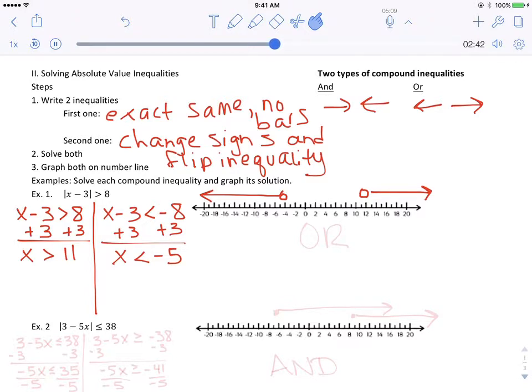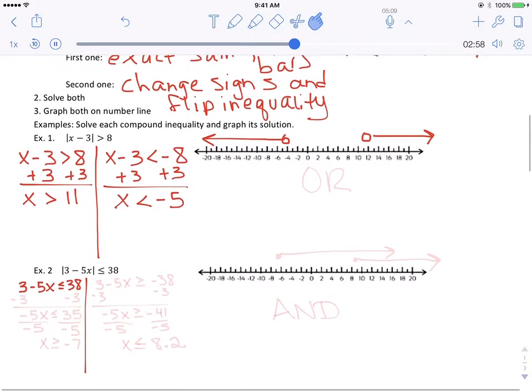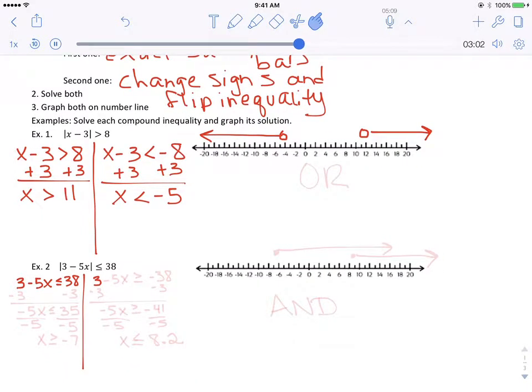Example number 2. So step 1 is to create our two equations. So in this example, we're going to keep what's in the bars, take it outside, leave our inequality symbols the same. In the second equation, we're going to keep what's in the bars, flip to the opposite direction on our inequality, and change our answer to negative 38.